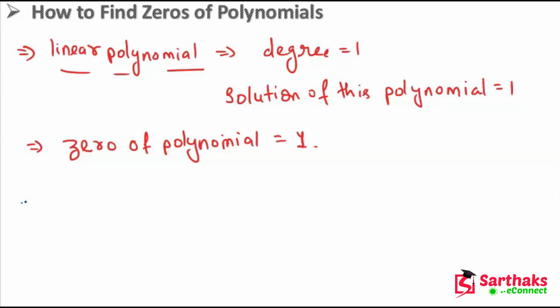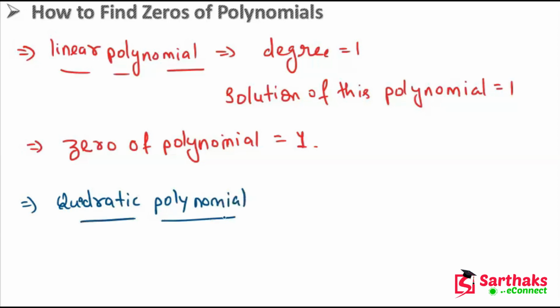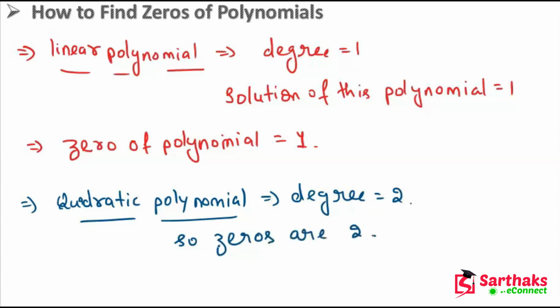Now in the case of a quadratic polynomial, we know that the degree is 2, so the zeros are 2. From this we can conclude that as the degree increases, the zeros or roots of the polynomial also increase.